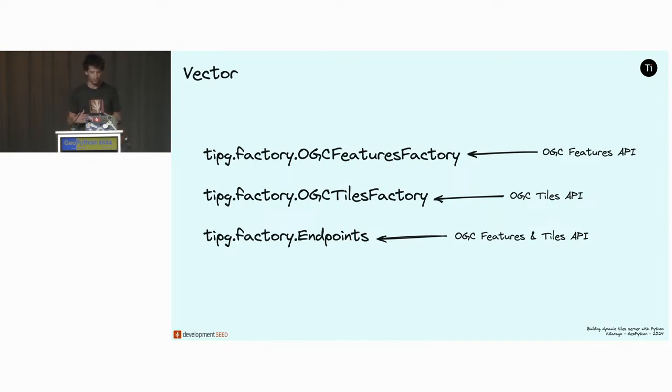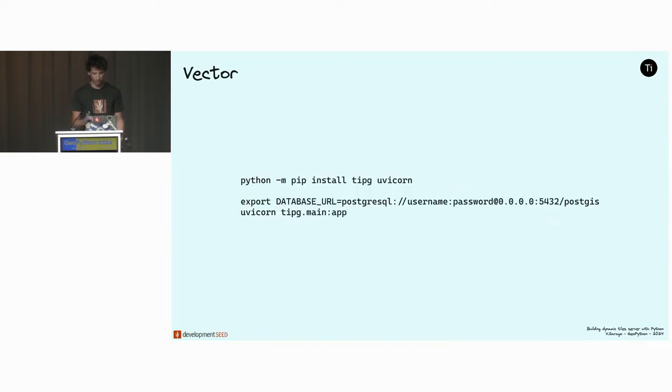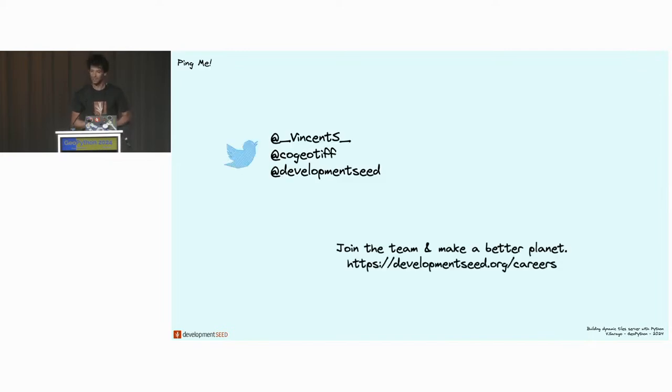So you have three different factories that create a set of endpoints: the feature factory, the tile factory, and the endpoints factory, which combines both the OGC Feature and the OGC Tile API. And so again, you just do pip install TiPG and Uvicorn, and you can launch the vector tile and feature API from it. Oh, wow. And I'm done.